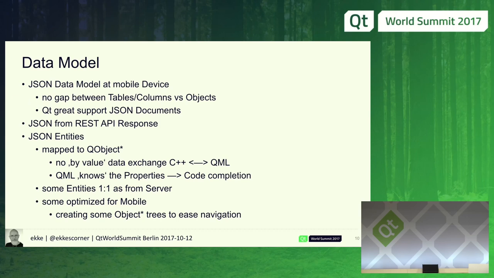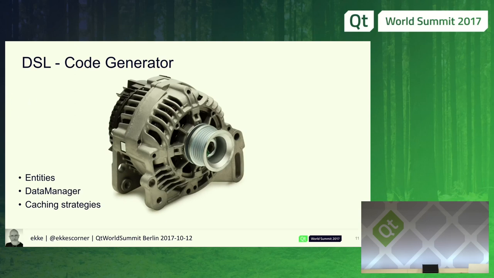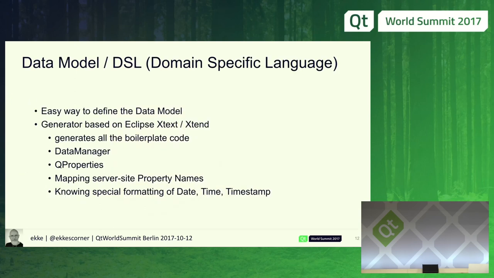If there is more data for an entity, then I'm using SQLite, but for this, I'm using a pure JSON data model. To help me with this, I have a DSL, a domain specific language code generator. This one will also become open source this year. It's based on Xtext from the Eclipse project. Originally, I developed this with a friend from Vienna for BlackBerry 10, and now we have ported this to Qt and it will become open source soon.